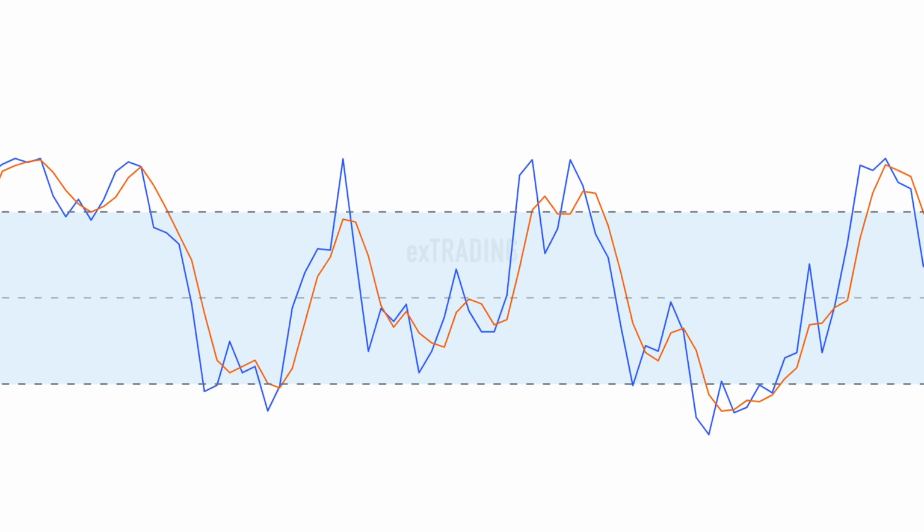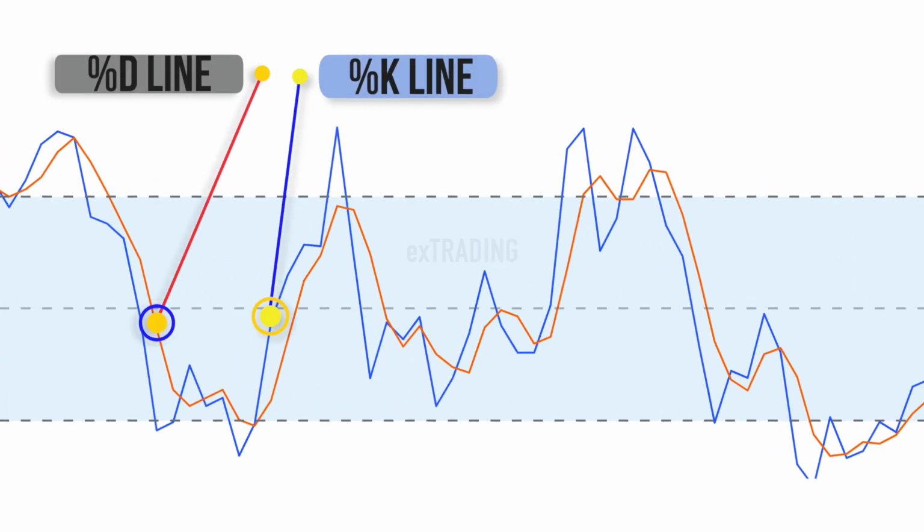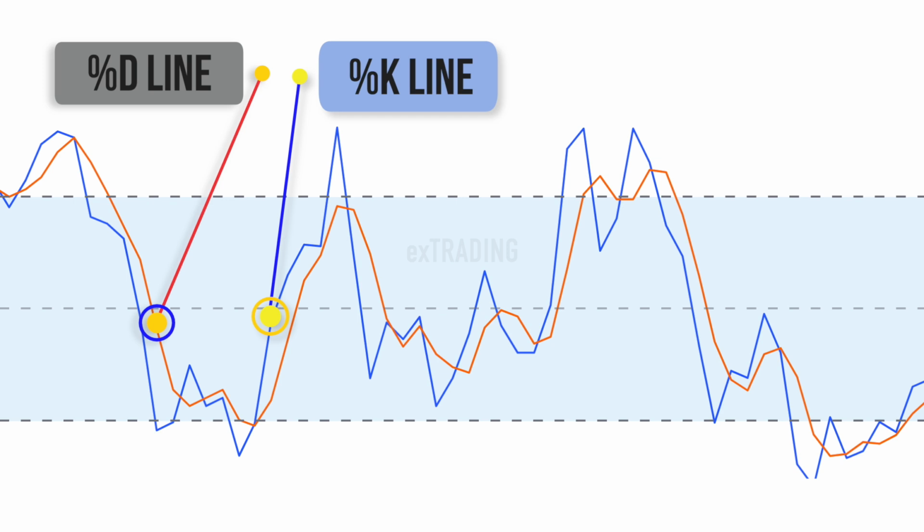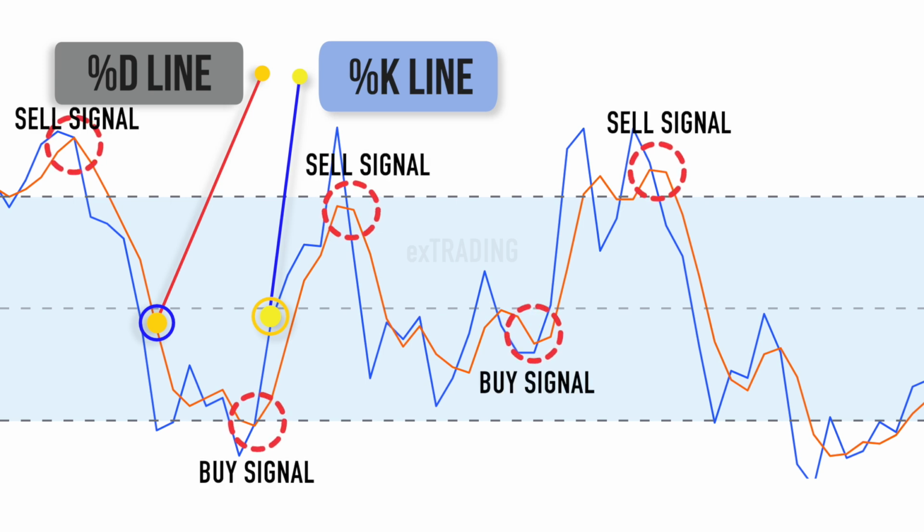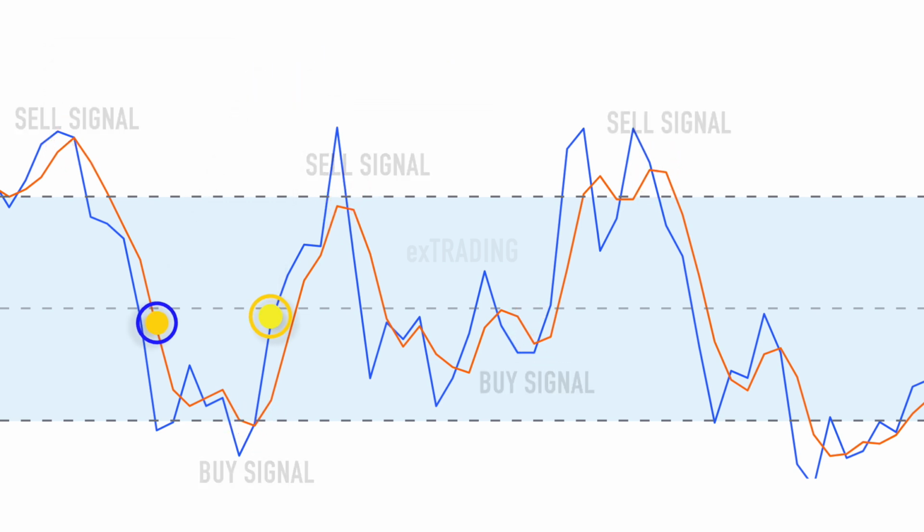The indicator is composed of two lines, the %K line and the %D line. The %K line is a fast-moving line that is more sensitive to price movements. The %D line is a slower-moving line that is derived from the %K line and is seen as a smoother version of %K. We use the crossover of the two lines to generate signals. When the %K line crosses above the %D line, it is seen as a buy signal. Conversely, when the %K line crosses below the %D line, it is seen as a sell signal.